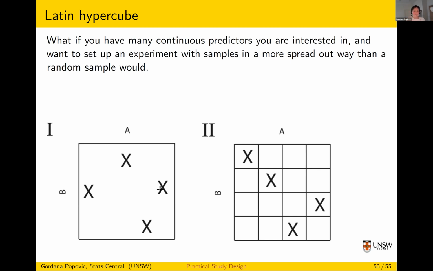So you might get clustering. You can see that there are 2 observations that have approximately the same level of B, but there's nothing here. So you might wish that you had some observations in this area of B as well.